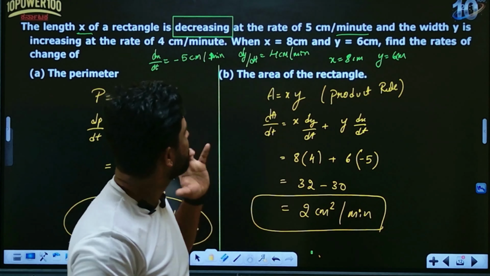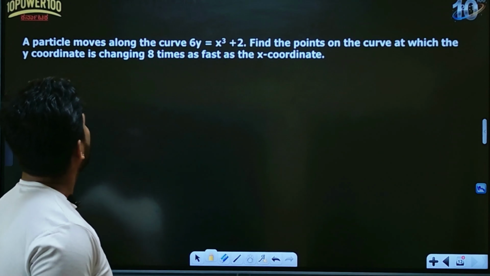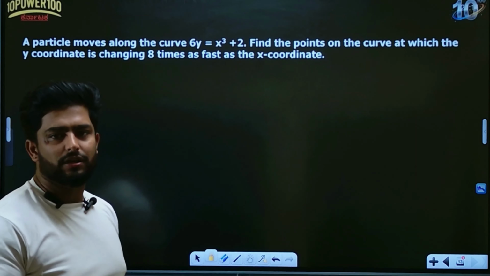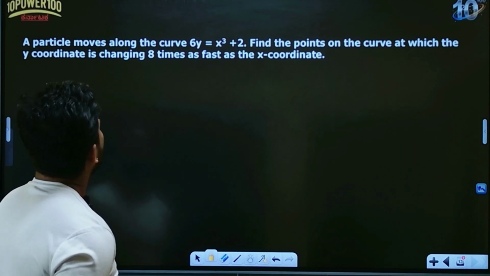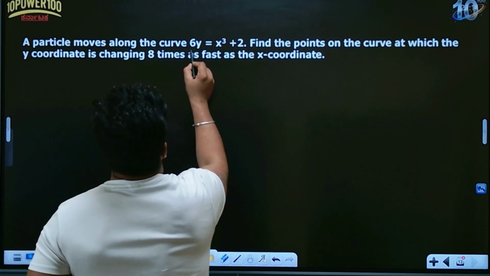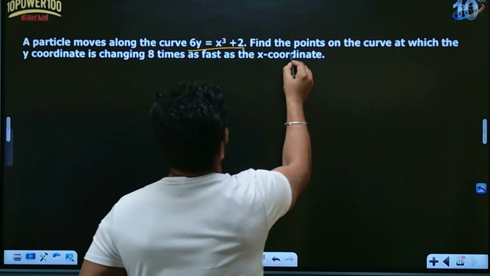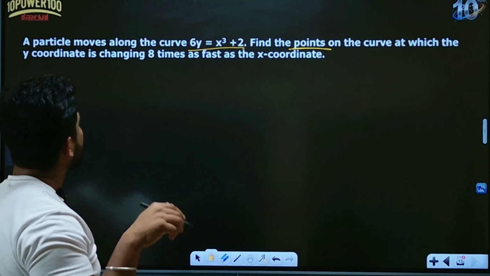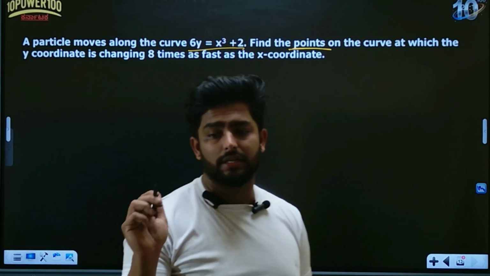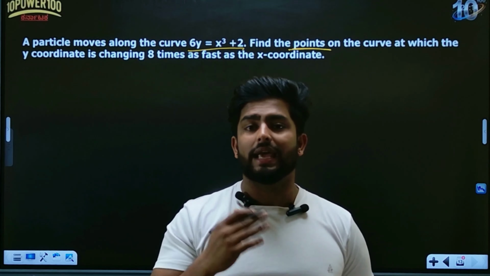ಓಕೆ, ಸೊ ನೆಕ್ಸ್ಟ್ ಒನ್, a particle moves along the curve. I feel that this is also an important question. That's why I have taken this. A particle moves along the curve 6y is equal to x cube plus 2. Find the points. So we have to find the coordinate points at which y coordinate is changing 8 times as fast as x coordinates.